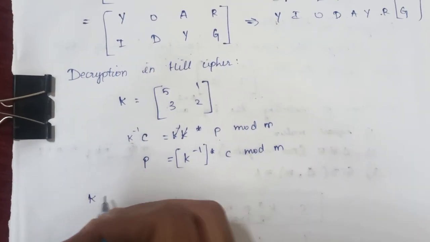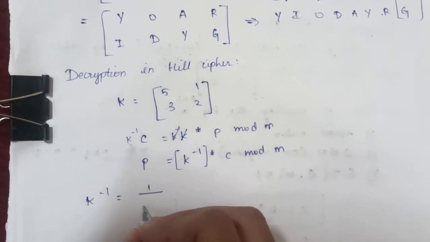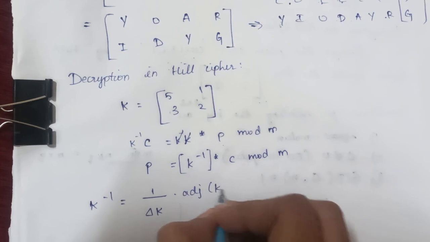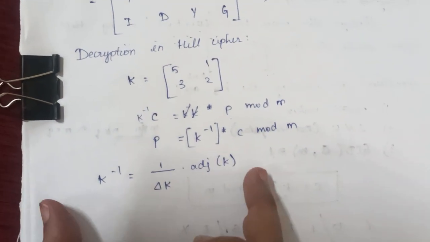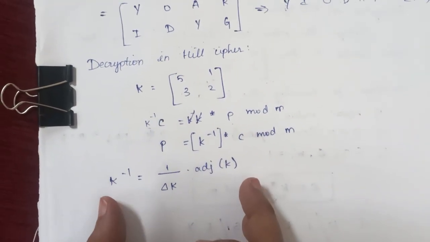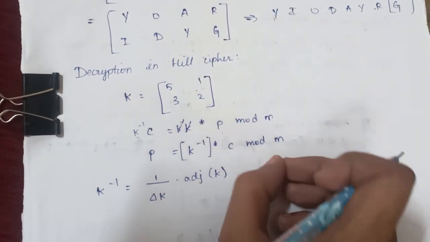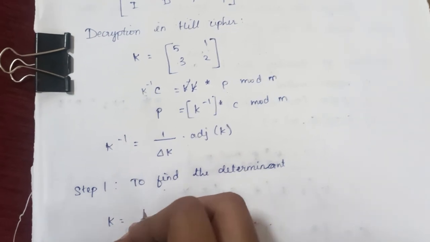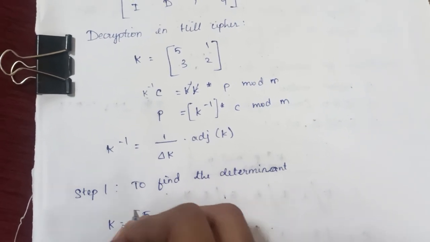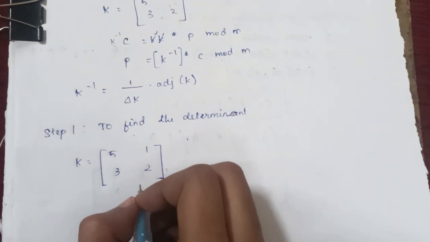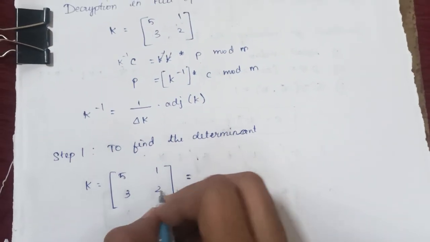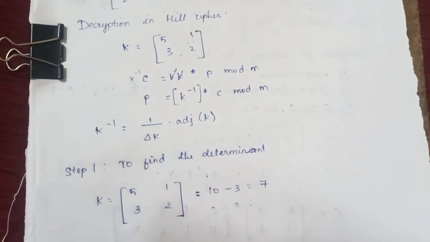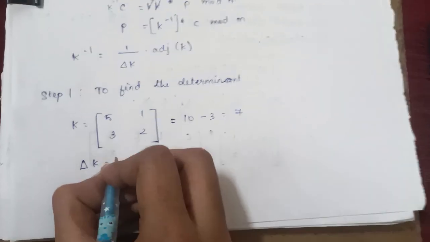We know that the formula for K inverse is equal to 1 by determinant of K into adjoint of K. So first we have to compute K inverse and then multiply this K inverse with the cipher text and then reduce it with modulus value. To find the determinant, I need K, where K is equal to 5, 1, 3, 2. Since it is a 2 cross 2 matrix, it is very simple to find the determinant, which is 5 into 2, 10, minus 3 into 1, 3. So the determinant is 7. Determinant of K is 7.